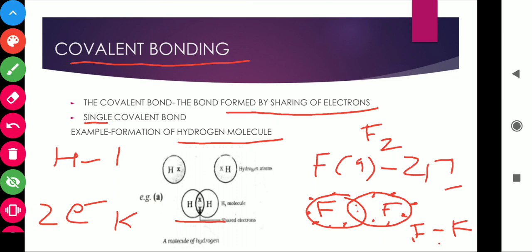Similarly, in the case of hydrogen, how will it be represented? H single bond H. Here only one electron gets shared from each atom. These atoms may be different. Example, HCl. Cl has atomic number 17 and it has 7 valence electrons in the outermost shell. H has 1, and by sharing 1 electron they will form a single bond. You will do it yourself.